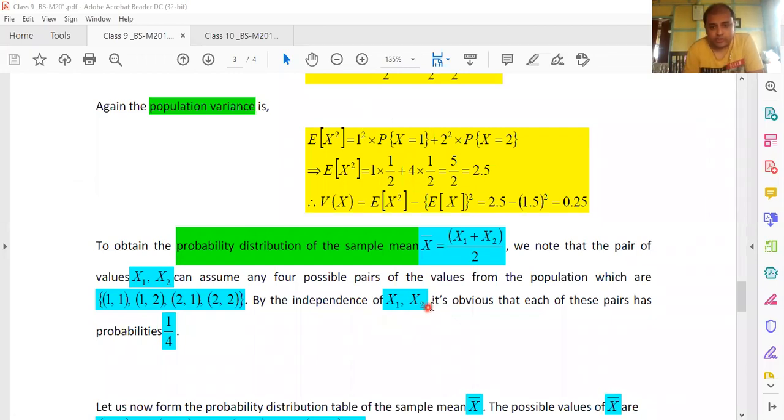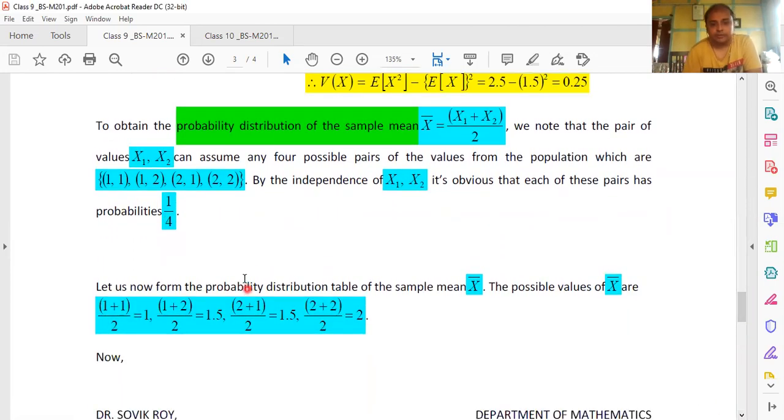By the independence of X1 and X2, it is obvious that each of these pairs has probability 1 by 4. Because what do we mean by independence? The drawing of one sample, that X1 is taking the value 1, is independent of what X2 is taking, or vice versa. And they are also equally likely with respect to our previous assumption. So all these samples which have been drawn, (1,1), (1,2), (2,1), (2,2), will each have probability 1 by 4 because we have assumed they are all equally likely.